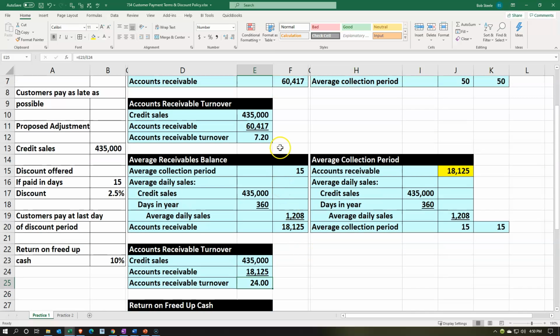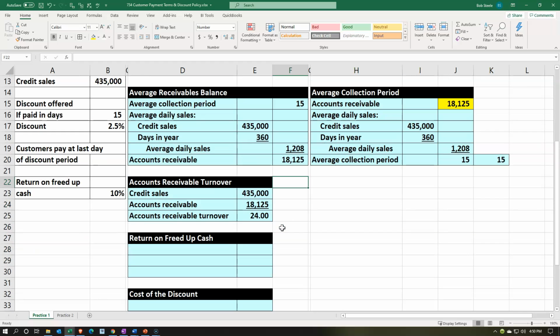We're turning over our receivables, which will free up cash. So if our receivables go down, we freed up the cash. And once we have that freed up cash, we have to think about, well, what are we going to do with that? We need to be able to get a return on that freed up cash in order for it to make it worth it. So let's think about the freed up cash we got.